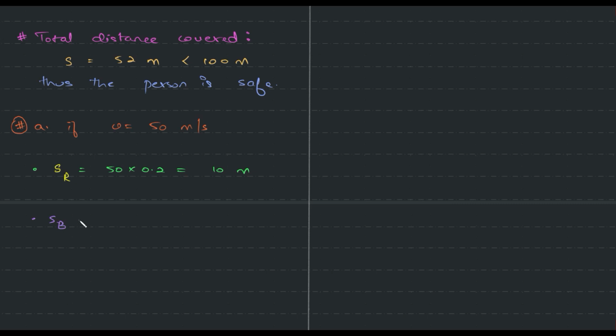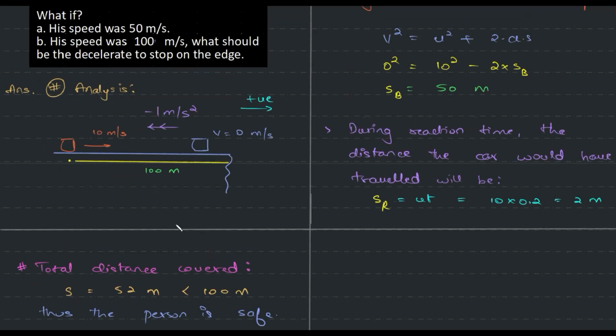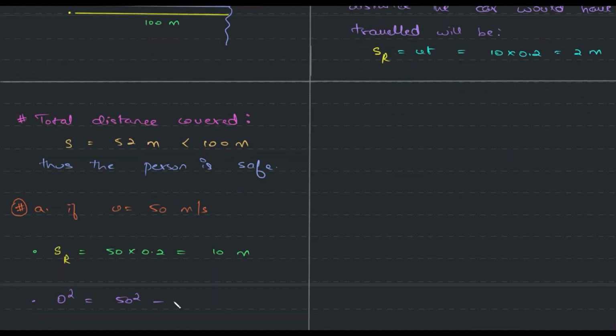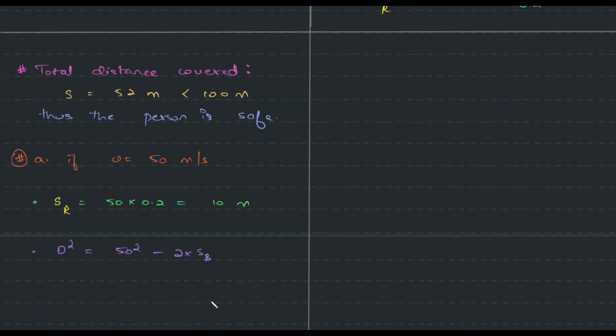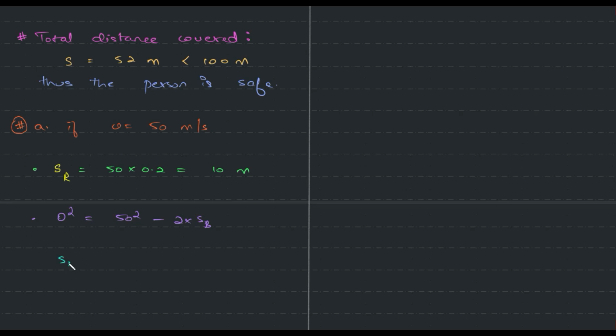Then after braking is what we are trying to figure out. For that, we can use v squared is 0, u squared is 50 squared minus 2 into SB, that is post brake, how much the person will travel, 2500 by 2. So this itself is much greater than 100 meters. So yeah, it's too fast for the person to stop.